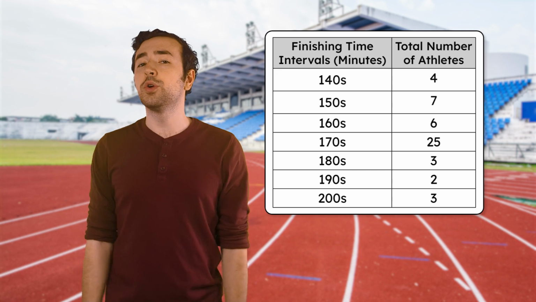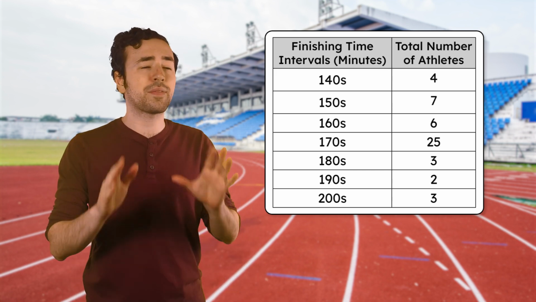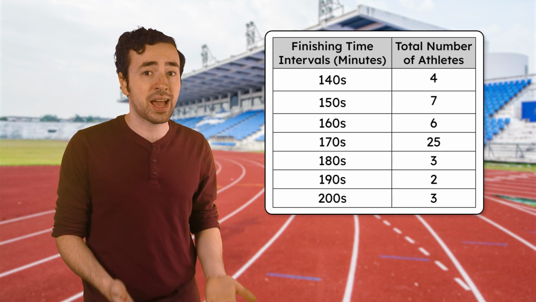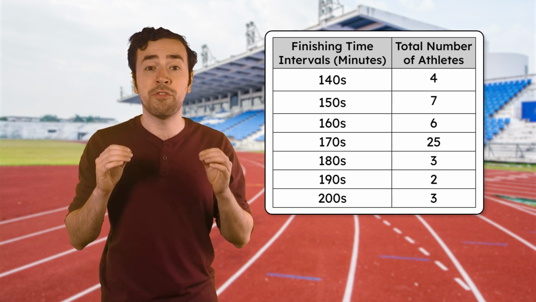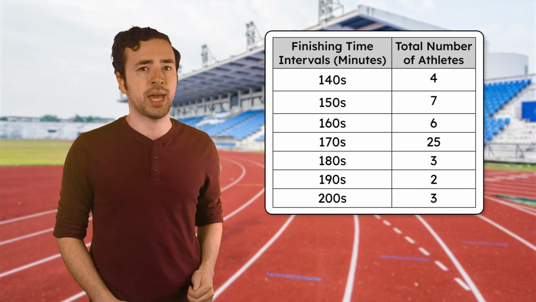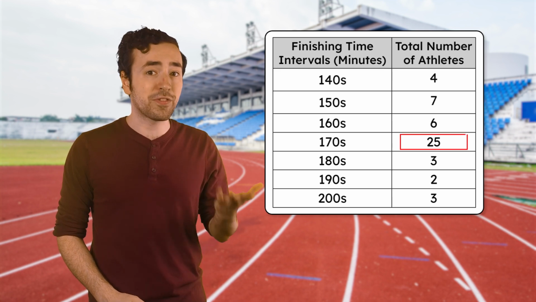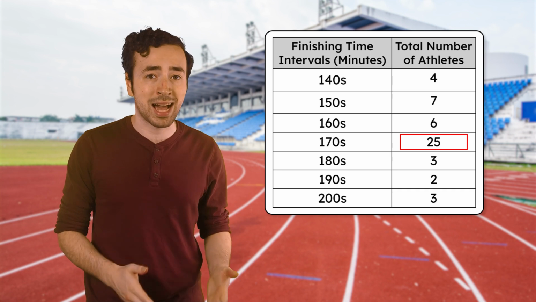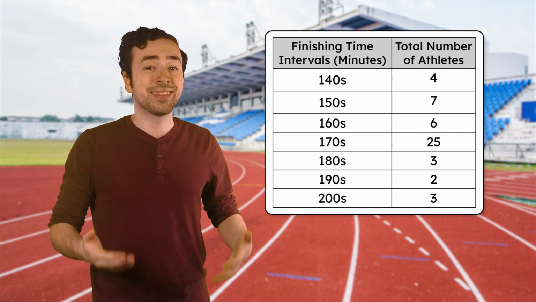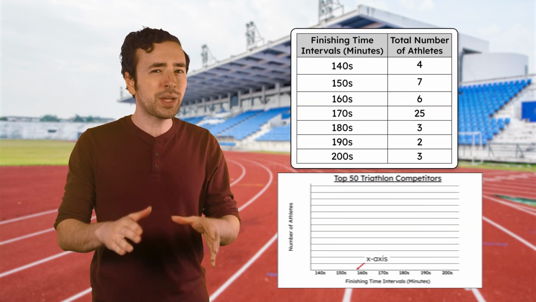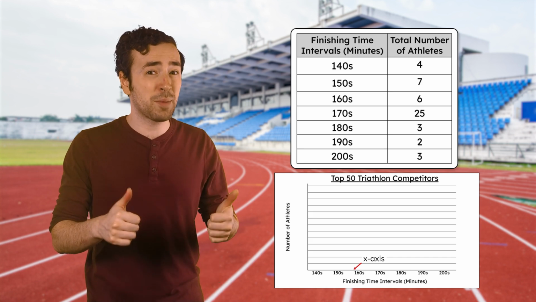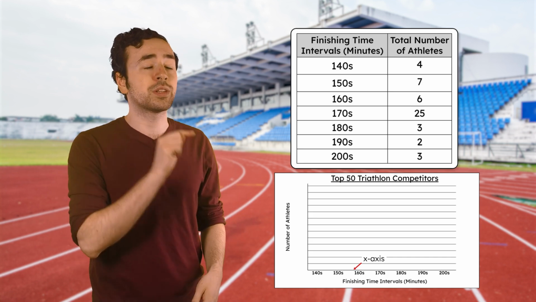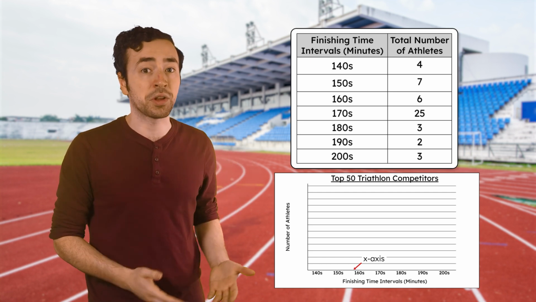Great. Now that we've grouped all the athletes into categories, let's figure out the scale for the y-axis. We have data for a total of 50 athletes, but what's the highest number of finishers in any one time category? 25. 25 athletes finished between 170 and 179 minutes. Most of the other categories had less than 10 athletes. So do we really need our y-axis to go all the way up to 50? Nope, we just need it to go far enough to show the tallest bar, which in this case is 25.